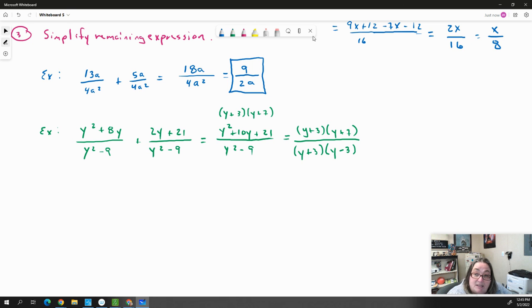What it does is it allows us to reduce these fractions. Anything that's the same, we can reduce. So I have a y plus 3 over a y plus 3, so those just cancel. And we are left with y plus 7 over y minus 3. So that one was fairly more complex, right?